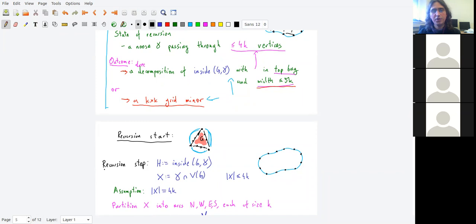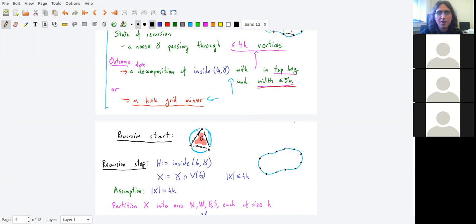Good. So now we need to make the recursion step. But maybe before we delve into the recursion step, there are some questions regarding the setup and what we are doing now. Okay, maybe some plus ones. Okay, very good. I see a number of plus ones, so we continue.